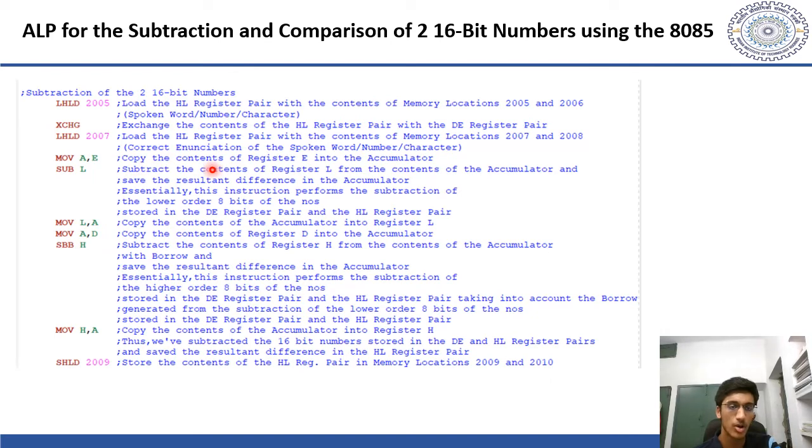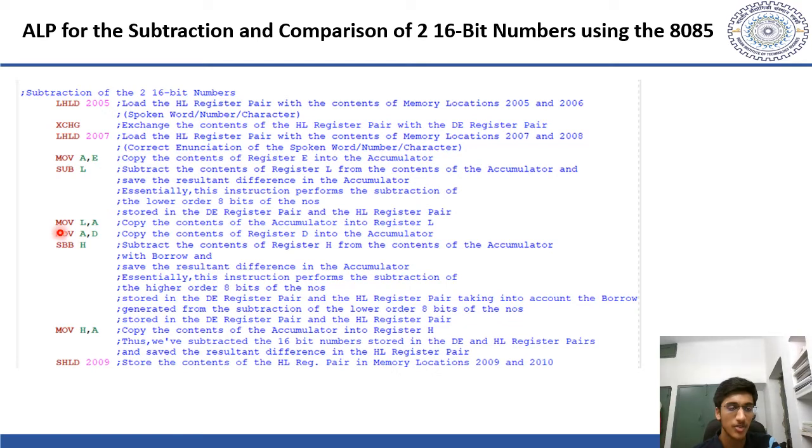So first of all, we are going to copy the contents of register E into the accumulator. Then we move on to subtract the contents of register L from the contents of the accumulator and save the resultant difference in the accumulator. Now this might possibly generate a borrow, and that is fine. We note that because this instruction is going to operate on the lower order 8 bits of the numbers, which have been stored in the DE register pair and the HL register pair. Once this has been done, since we are required to store the final resultant difference in the HL register pair, we copy the contents of the accumulator into register L. This is the result of the subtraction of the lower order 8 bits of those 16-bit numbers.